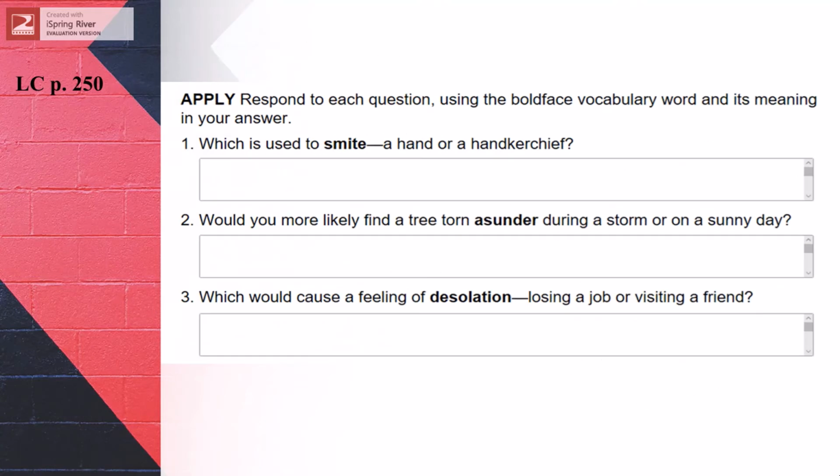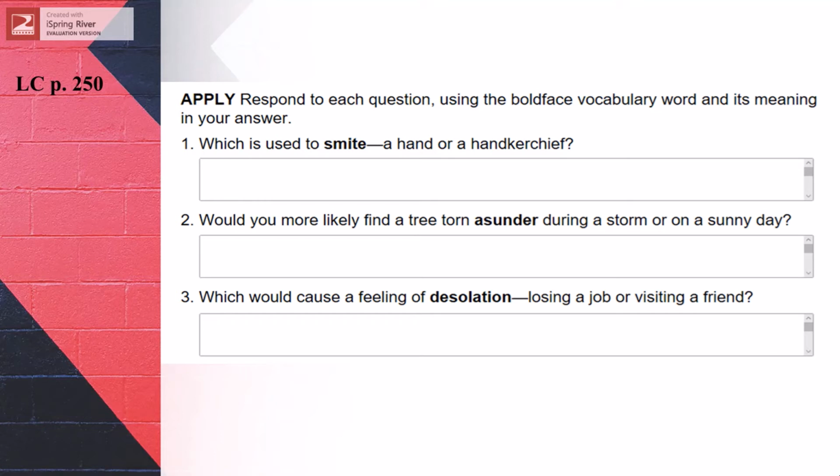Let us have the last activity about selection vocabulary in your workbook, which is Apply. In this part, you're going to respond to each question using the bold-faced vocabulary word and its meaning in your answer. Let us have the first question. Which is used to smite? Is it a hand or a handkerchief? Which do you think will be useful to hit something very hard?